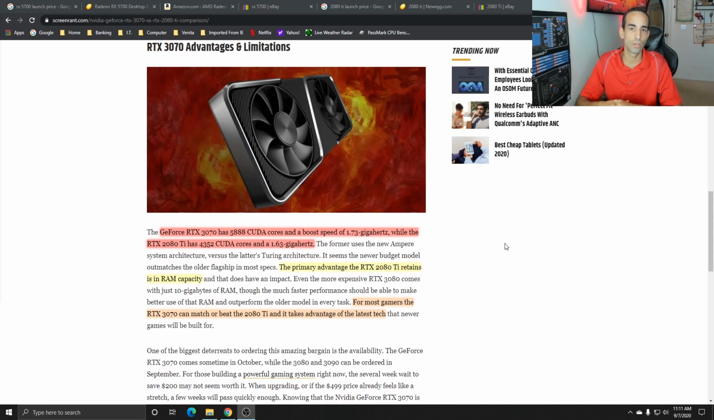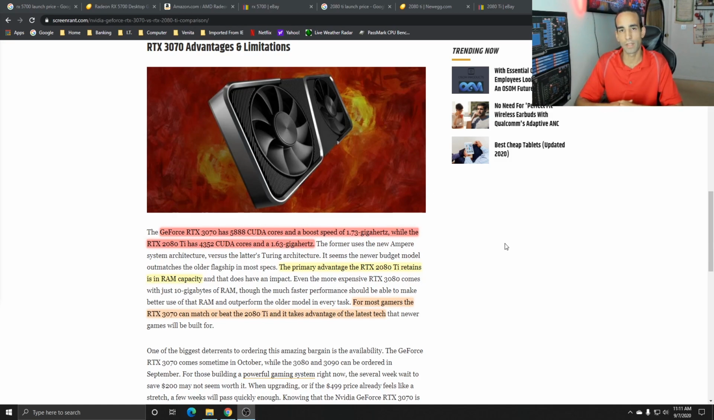The disadvantage to the 3070 is that the 2080 Ti has more memory, 11 gigabytes versus the 8 gigabytes that we're going to see. It is just going to be GDDR6, not 6X like the 3080 and 3090. But with architectural improvements and more CUDA cores, the 3070 is going to perform equivalent or a little bit less than the 2080 Ti, depending on some titles. We'll wait for some independent reviews on that. But for most gamers, they will see that the RTX 3070 beats out the 2080 Ti.